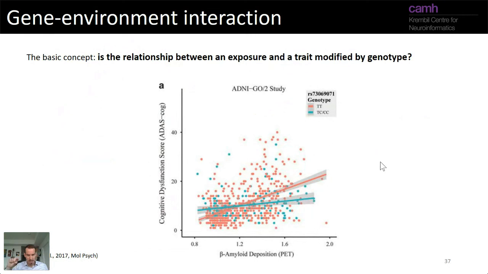There is some altering of the effect of these on the other. You can think of it as both the relationship between an exposure and trait modified by genotype. You can also think that the relationship between the trait and genotype is different at different levels of exposure. If you look at high amyloid individuals, people with the TT genotype have worse cognition than the C genotype. But at very low levels of amyloid, the pattern is the opposite. You can see the individuals with the TT genotype, on average, actually have lower cognition, or about the same cognition as the other genotype.